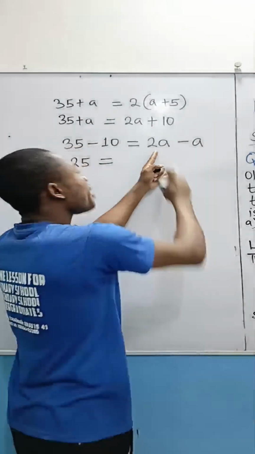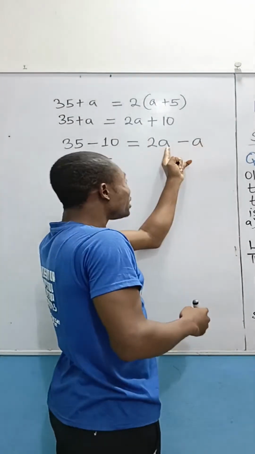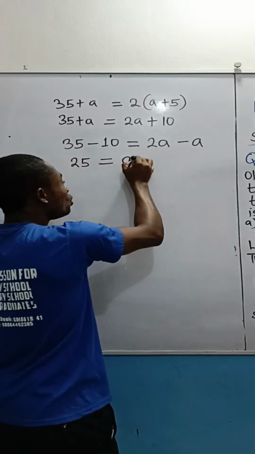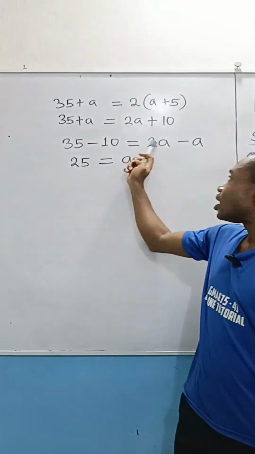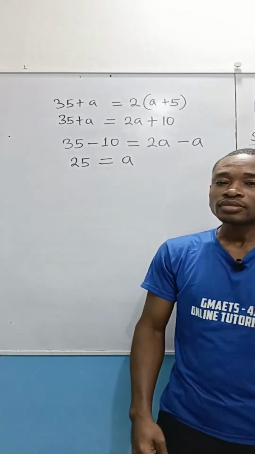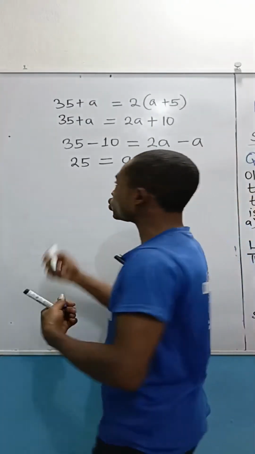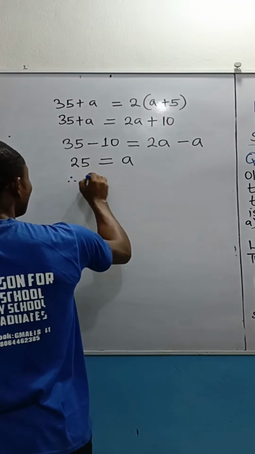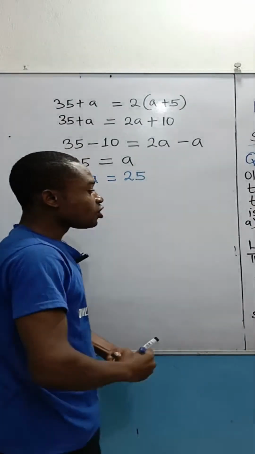On the right hand side, you have 2A minus 1A. This is 1A. 2A minus 1A, you have only A. Just like if you have 2 sweets and you remove 1 sweet from it, you'll be left with 1 sweet. So do you see, we have obtained that A is equal to 25. Therefore, A equals 25.